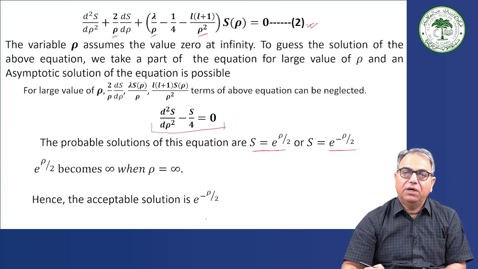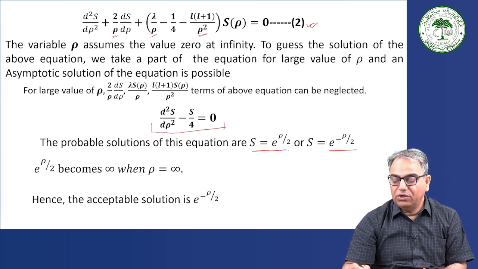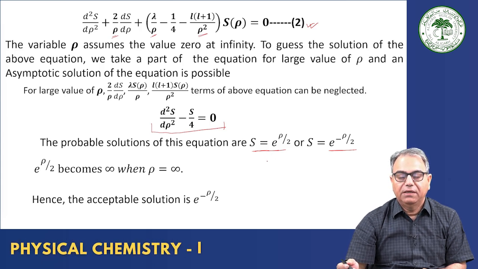So, any solution of the first equation will have a term like this, exponential minus rho divided by 2, because it is coming from that solution, and it is a special case, an asymptotic solution we are talking about, where the rho value is extremely large. So, we have neglected other parts of the equation. Now, out of these two solutions, obviously you know that the function should not be infinite. So, the solution which is acceptable is exponential minus rho divided by 2. S is equal to exponential rho divided by 2 is not acceptable, minus rho divided by 2 is an acceptable solution.